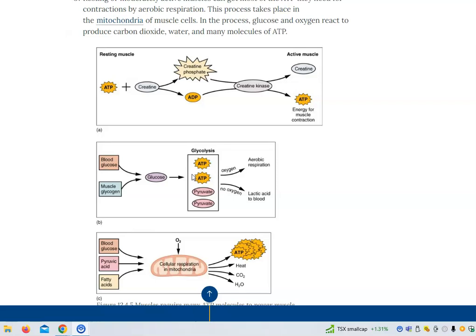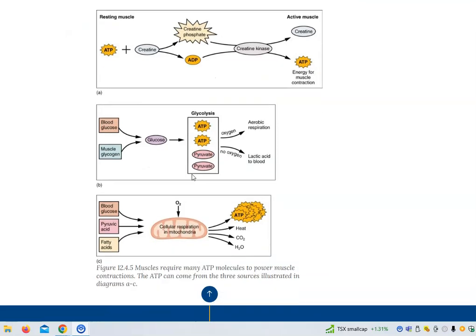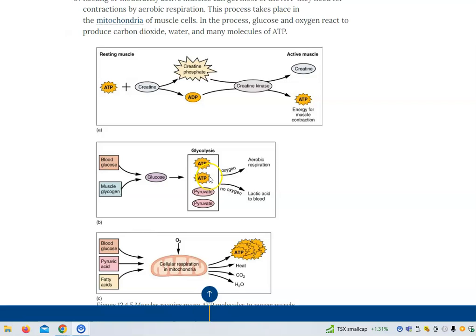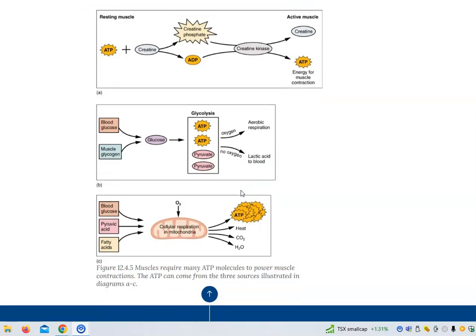Now, there is something called anaerobic respiration. And anaerobic respiration is when there is no oxygen. So if there is no oxygen, the glucose molecule doesn't break down completely. It will only break down partially and result in lactic acid. And a little lactic acid is okay, but too much lactic acid will build up in the blood, changing the pH, which causes a problem.